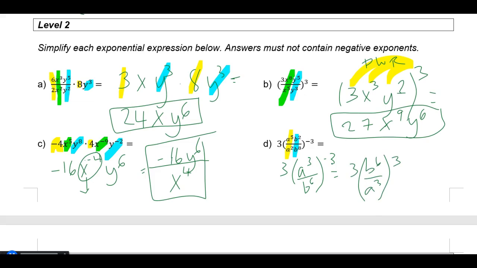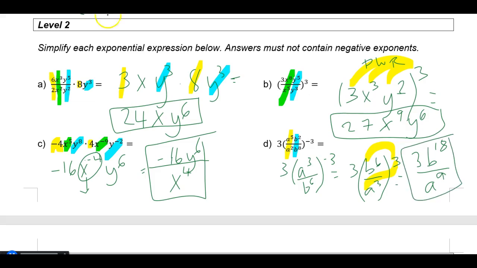Now we take this and give it to the b and to the a. So 3b to the, wait, that's not right, 6, 12, 18. 18, and all over a to the 9th.